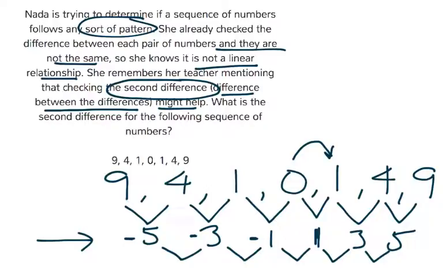Well, to get from -5 to -3, you actually have to add 2, plus 2. How about from -3 to -1? Same thing, plus 2. -1 to +1, plus 2. 1 to 3, plus 2. 3 to 5, plus 2. And so the constant second difference here is just +2. So the answer here is +2.